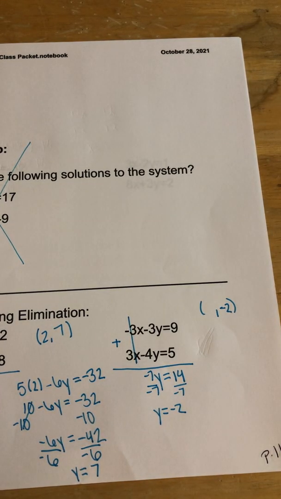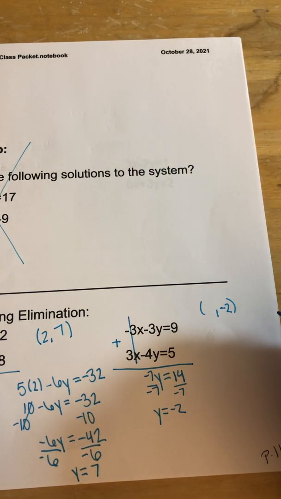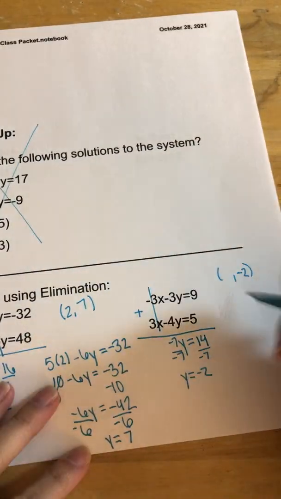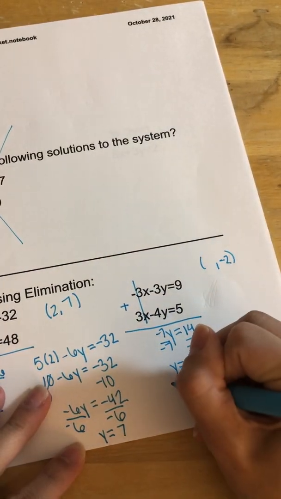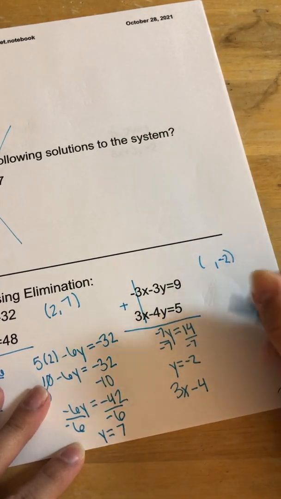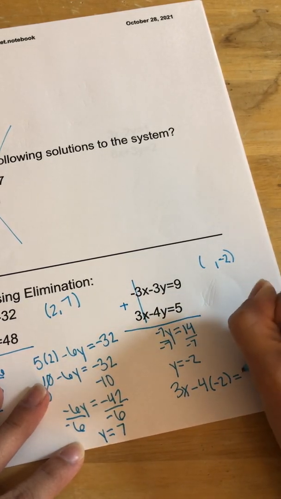So now I'm going to go back to one of the original equations and plug in negative 2 for y this time. I don't know which one. Let's do the bottom one this time since we did the top one over here. Okay, so it's going to become 3x minus 4, but instead of y, I'm going to substitute in negative 2, equals 5.